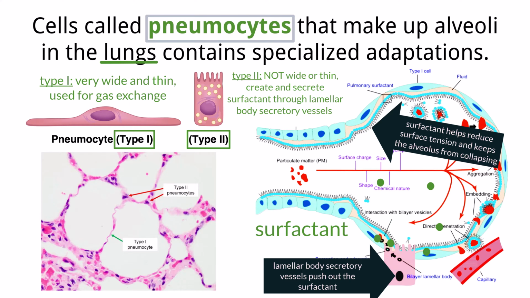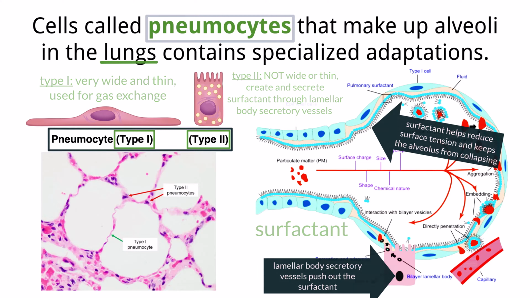The overall structure of an alveolus is unique because it requires these two cell types, each with different adaptations, in order to function, which is not the case for many other internal surfaces of the body, which generally only need one cell type to function.